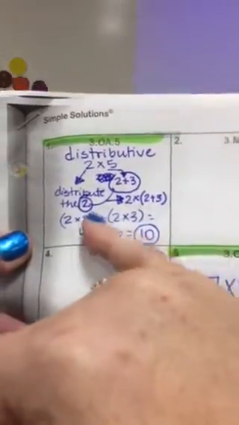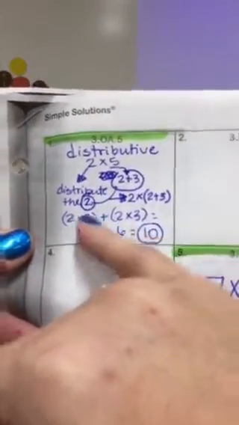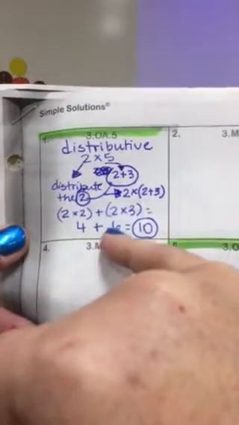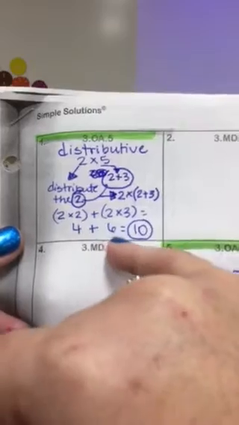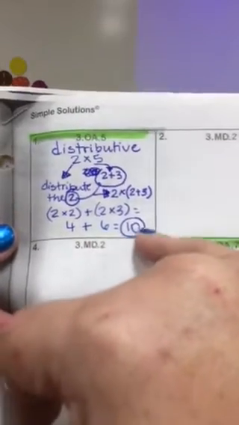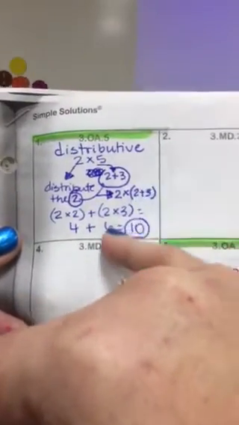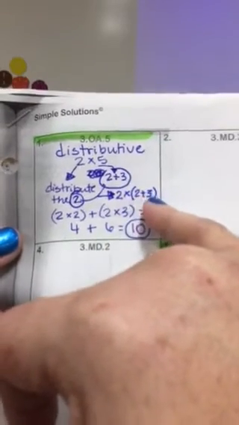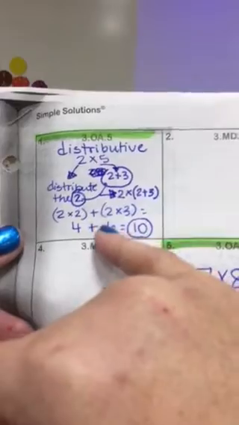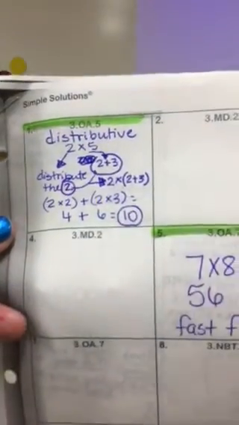In the next step, you would go ahead and multiply each one of these, which would be 4 and 6. Then you would answer the addition problem that you see here, which would be 10. I do it in what is kind of like a 4-step process. This is step 1, 2, 3, and then the answer would be step 4.